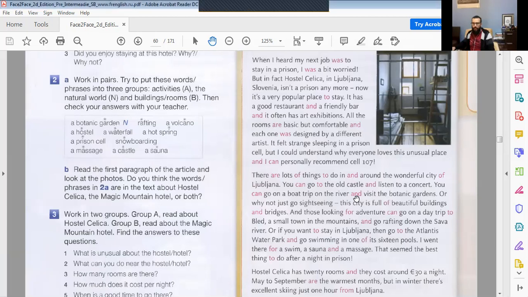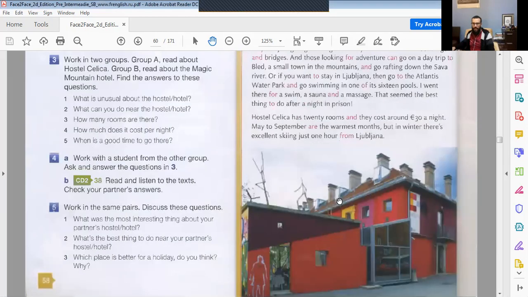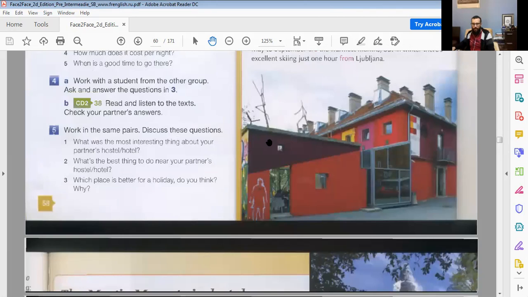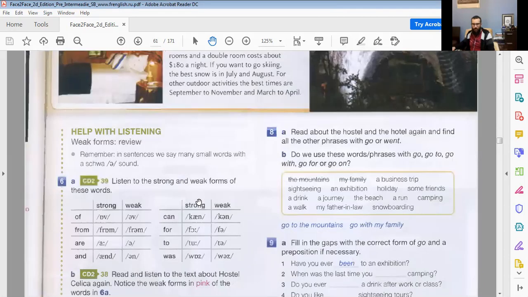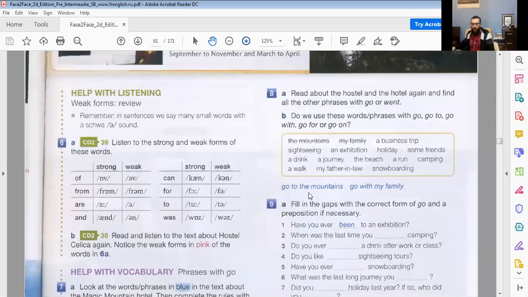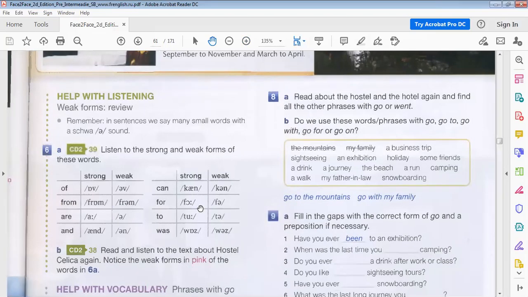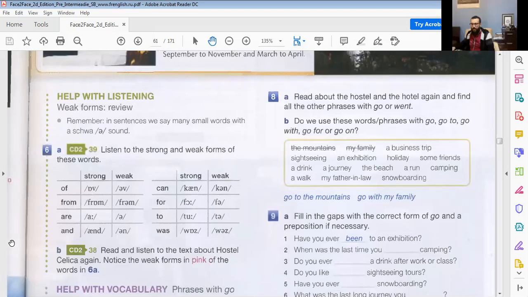Okay, so did you notice the difference? Did you see how none of these words were in the strong form? All of them were in the weak form. Okay, who can tell me why this is? Is this important or not important? What's the point of this difference? What do you think the point is? Who can give me their opinion? What do you think?